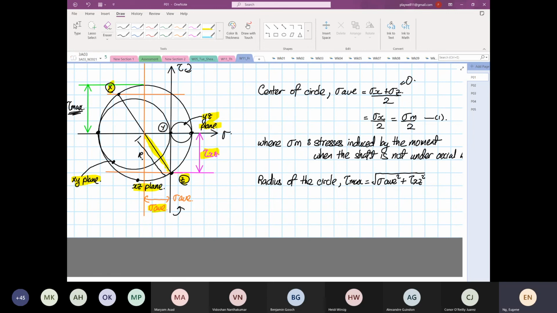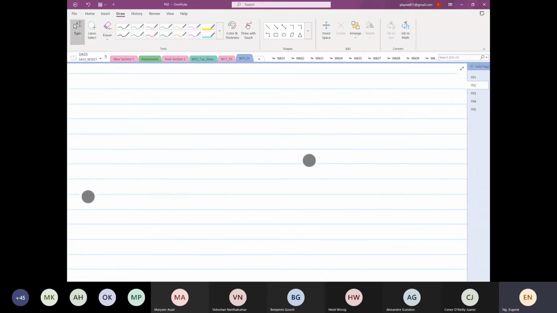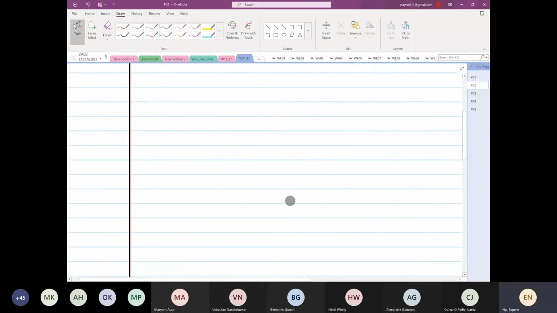The tau max is a critical component. Let me briefly describe tau max first. Let me describe the importance of tau max. If we look at tau max.